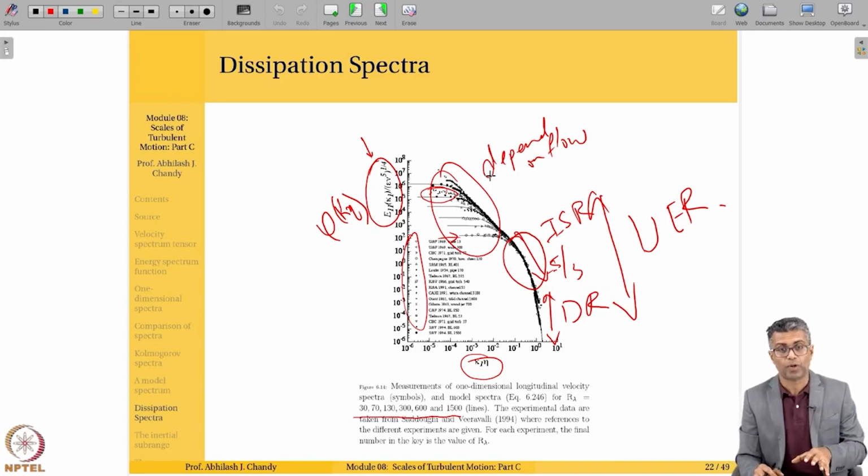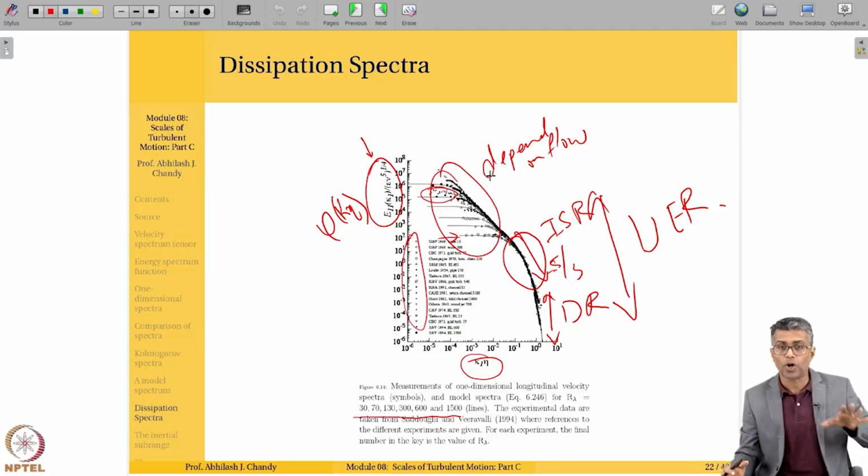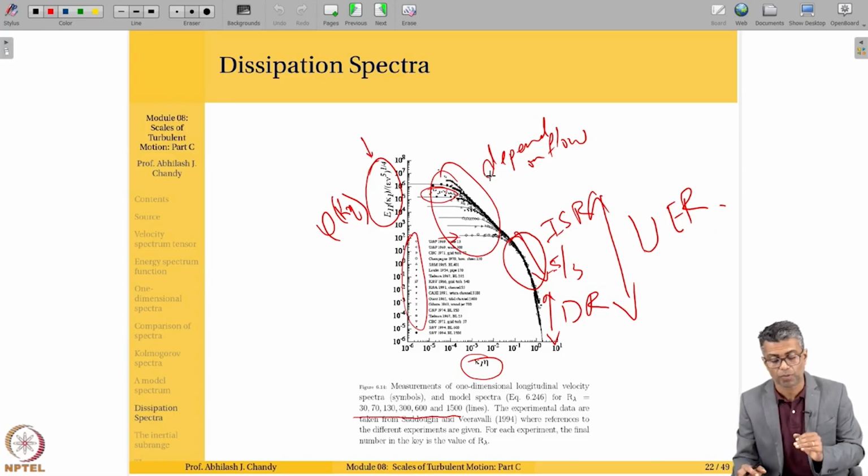And this is what I wanted to emphasize again starting in this class. So we have the energy spectra shown here in this figure, scaled, and it's 1D by the way, on the y-axis. On the x-axis, we have again scaled the wave number with the Kolmogorov scale. Why are we scaling it with the Kolmogorov scale? Because we want to look at the universal equilibrium range, not the energy containing range. We want to look at the universal equilibrium range, and that's what we are doing here.